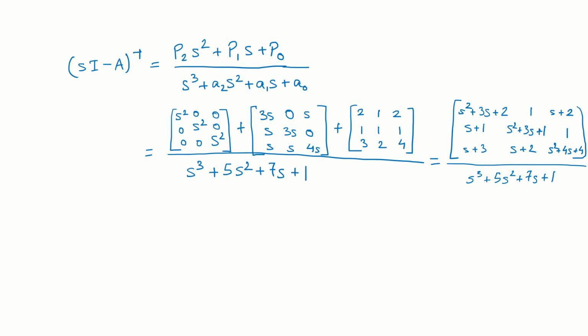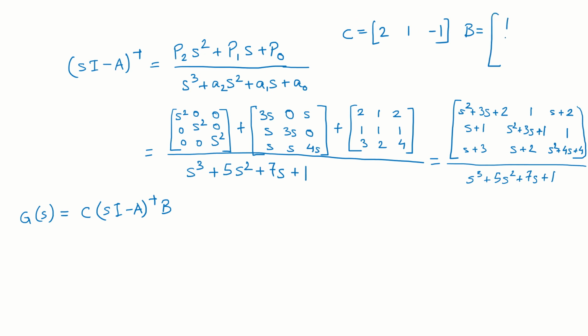So this is (sI minus A) inverse, but what we need to find out is the transfer function G(s). So the job is already done actually. G(s) is C (sI minus A) inverse B. B and C were given to us. C was 2, 1, minus 1, and B was 1, 0, 1. So you have to pre-multiply with C and post-multiply with B, and you can do it in whatever way you wish.